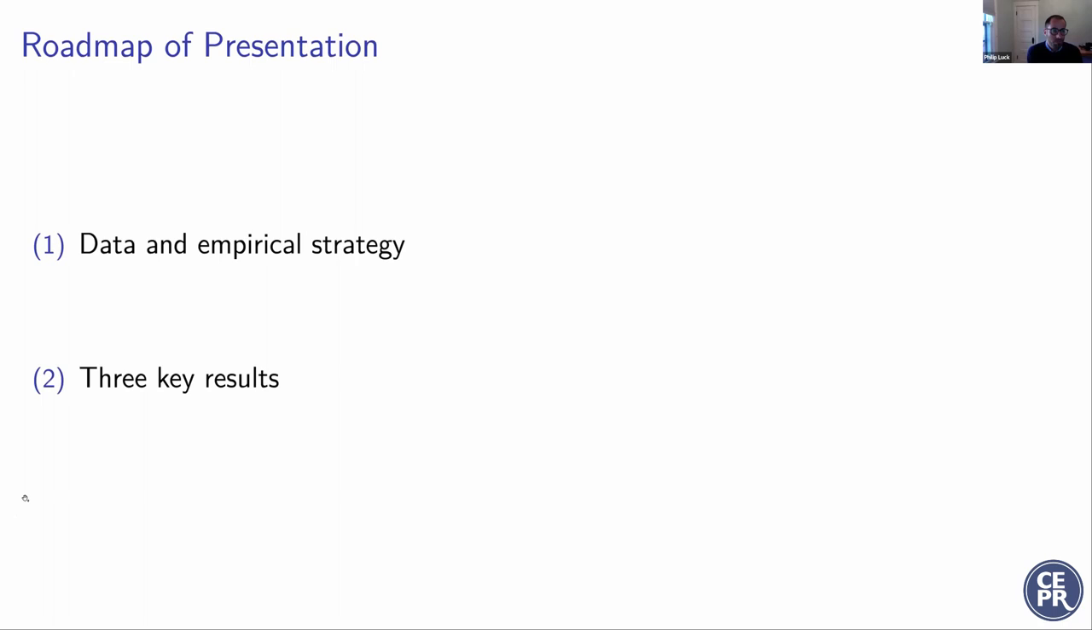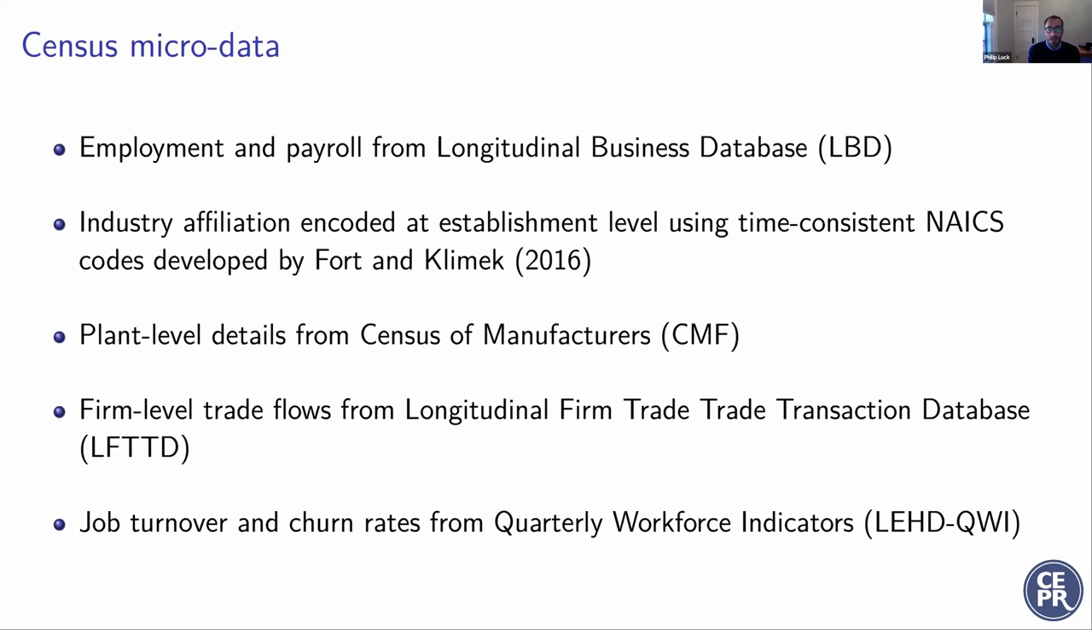All right, so really quickly, a very simple roadmap. We'll go through the data and empirical strategy, which is relatively straightforward, and then we'll go through those three key results. One of the main reasons that we're able to make contributions in terms of this reorganization is that we're using the census microdata. We'll be using it for employment and payroll, so we'll have establishment-level average earnings and employment, which allows us to get average earnings from payroll, from the Longitudinal Business Database. This provides us with a time series of all non-farm establishments in the US, about 5 million firms and about 6 million establishments per year.